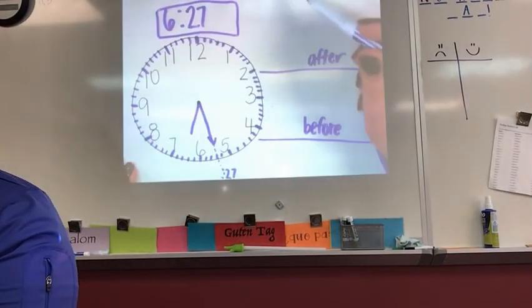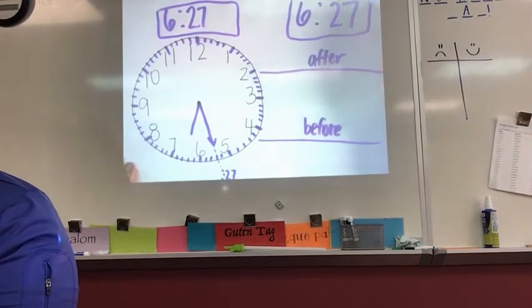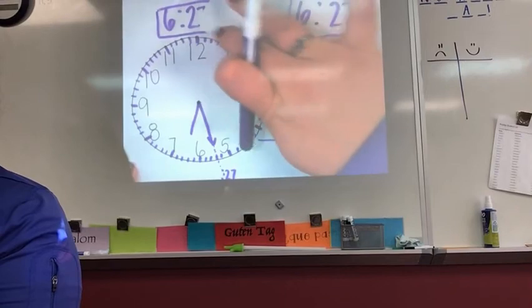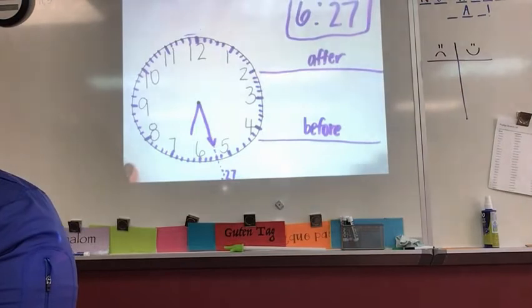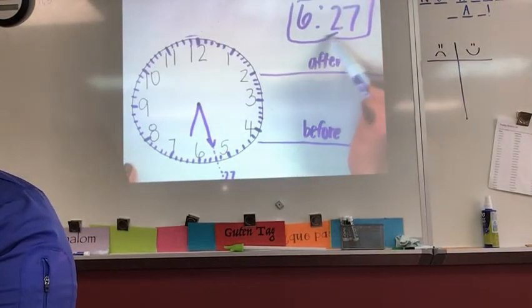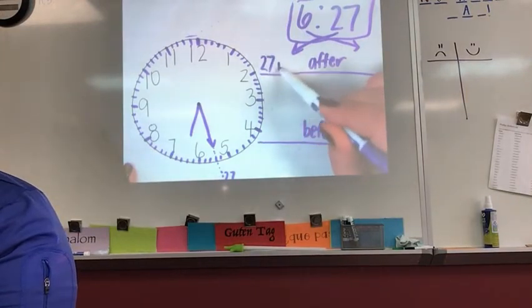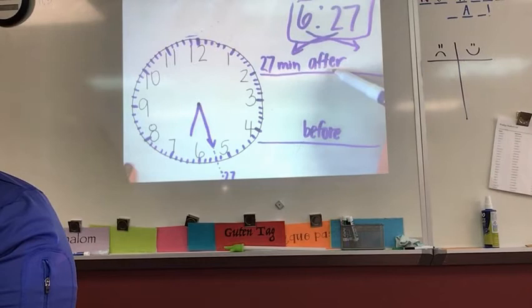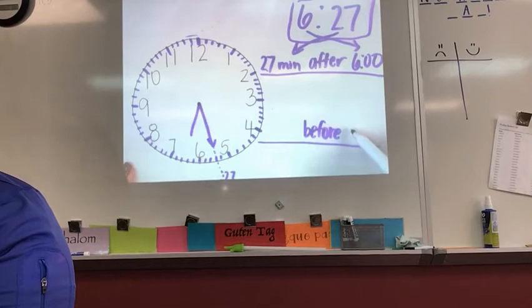Let me show you guys actually another trick here. If I write this over here, instead of right above my clock, this makes this part really easy. If you're able to read the time on the clock, you can just crisscross these. You've gone 27 minutes after 6 o'clock. See how that works? These just crisscross. Then we know that that's in between 6 o'clock and 7 o'clock. So we're still before 7.